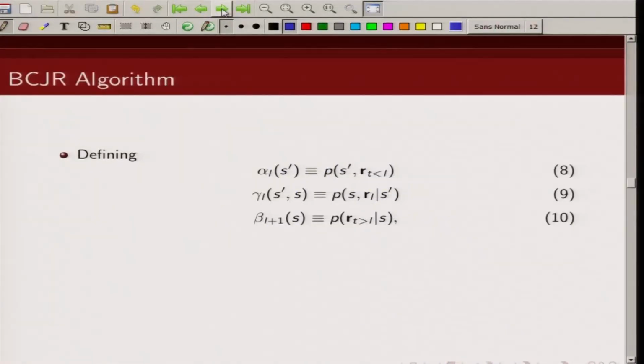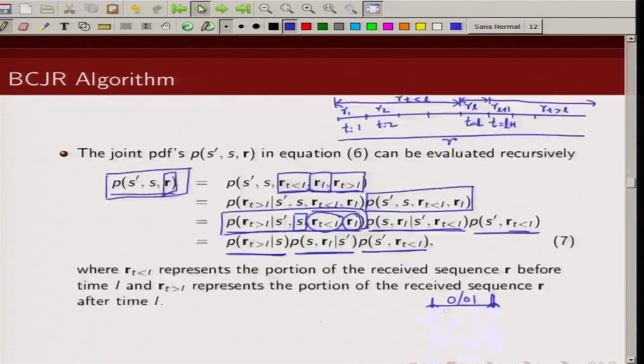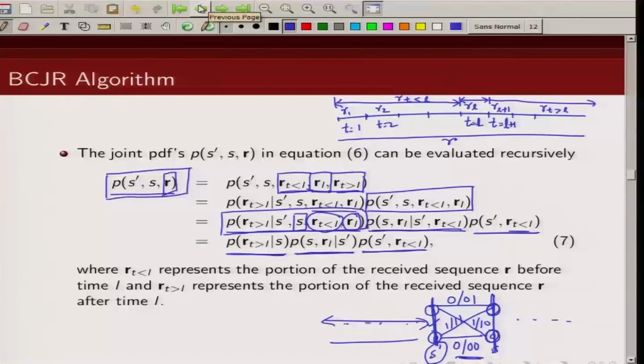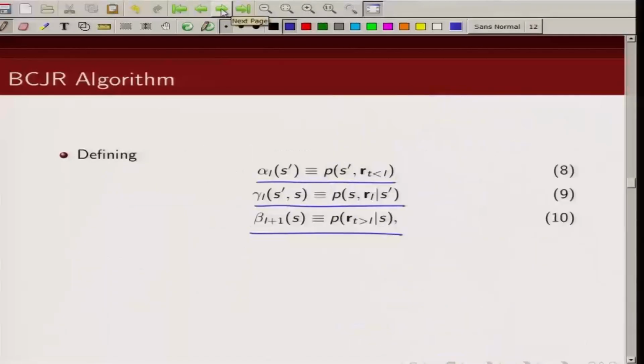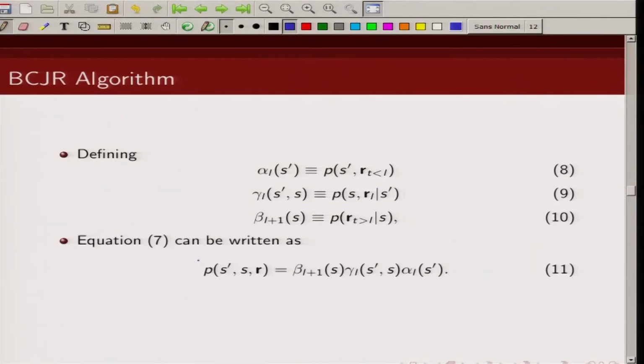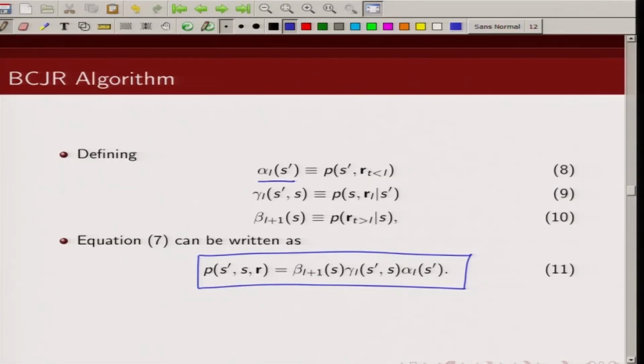So, let us call this probability alpha, this probability gamma and this probability beta. And now we are going to show how we can write this joint probability in terms of alpha, beta and gamma. So, we can now write our equation in terms of alpha, beta and gamma. Okay. So, let us now talk about how we can compute alpha, beta and gamma.